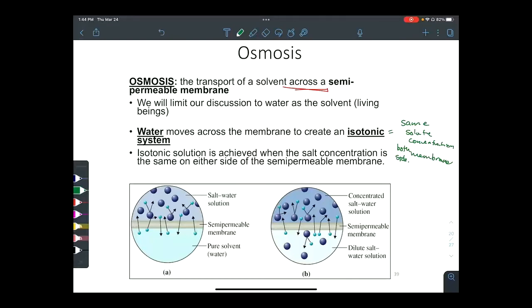Okay, so that's the picture here. Water molecules are really, really small, so they can pass through these membranes, but solute particles are fairly large, so they stay on their opposite side. So water is now the force here that's acting to make that isotonic system.